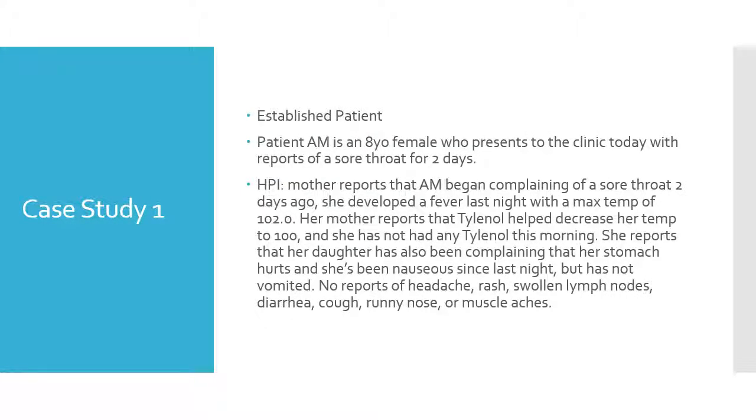You have an established patient who is an 8-year-old female who presents to the clinic today with a sore throat for 2 days. Her mother says that she began complaining of a sore throat 2 days ago. She developed a fever last night with a temp of 102. Her mother reports that Tylenol helped decrease her temperature to 100, and she has not had any Tylenol this morning. She reports that her daughter has also been complaining that her stomach hurts. She has been nauseous since last night, but has not vomited. She does not have a headache, rash, swollen lymph nodes, diarrhea, cough, runny nose, or muscle aches.